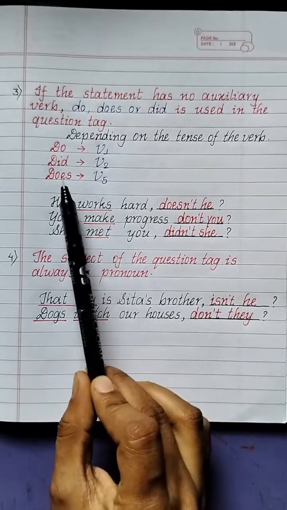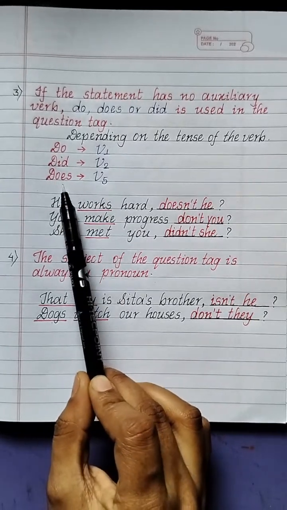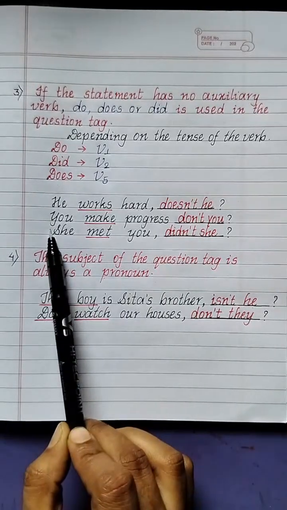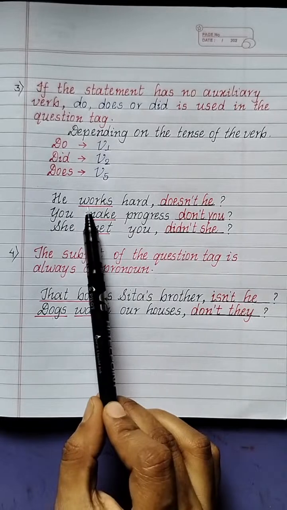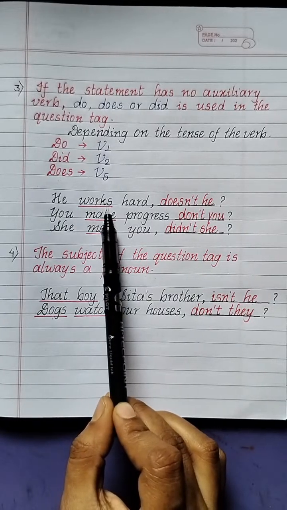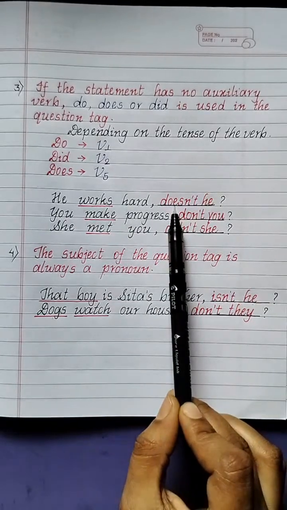If there is verb 5 in the sentence, then we use does. Three examples are given here. First example, he works hard. Here, works, you can see, is a verb 5. That's why does is used.